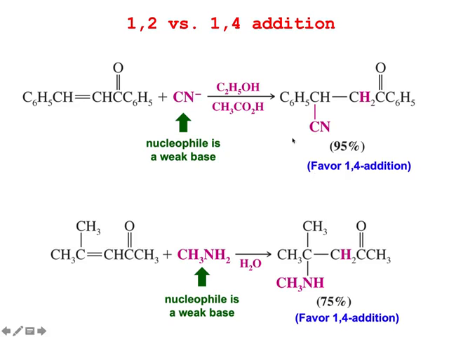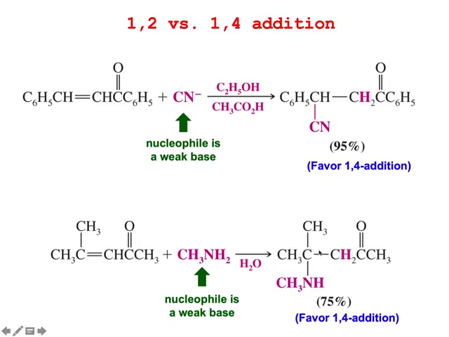So this one is for 1,4 addition. Okay, cyanide is a very weak base, using alcohol. So what happens? Cyanide acts as a nucleophile and attacks the beta carbon. So this one attaches, and the electrons move to here. This one moves to become O minus. Okay, O minus, and then O minus abstracts a proton to give the end product of 1,4 addition.